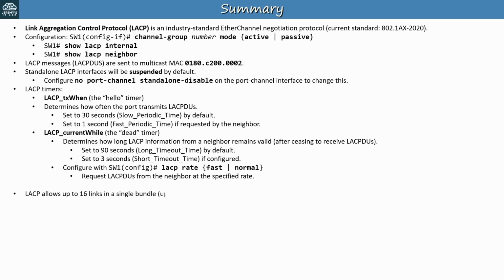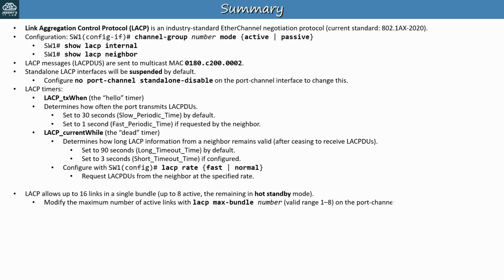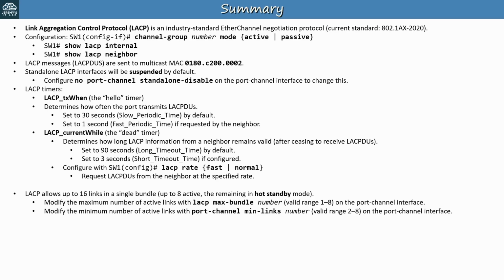LACP allows up to 16 links in a single bundle, with up to 8 active and the rest in hot-standby mode. You can modify the maximum number of active links with lacp max-bundle, with a valid range of 1 to 8 on the port channel interface. And you can modify the minimum number of active links with port-channel min-links, with a valid range of 2 to 8. The default is 1, but you might want to change it if you don't want a low bandwidth port channel to remain up.